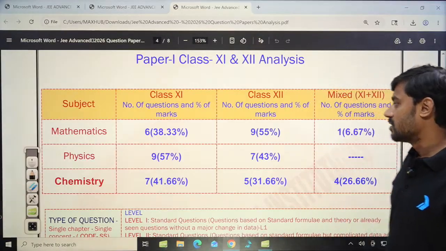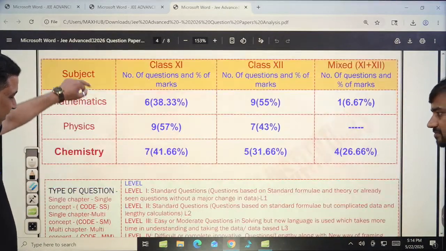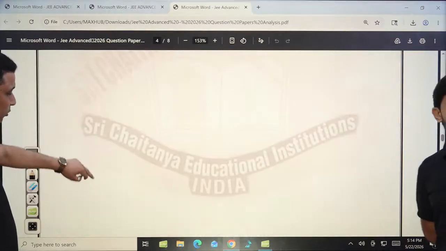In chemistry they have balanced the 11th and 12th. Okay, sir. So this was paper 1. Now come to paper 2.